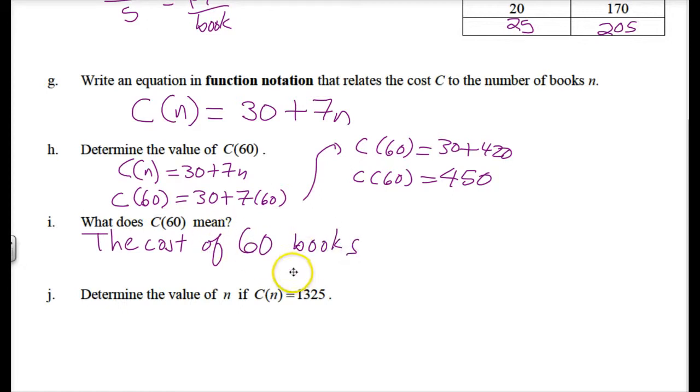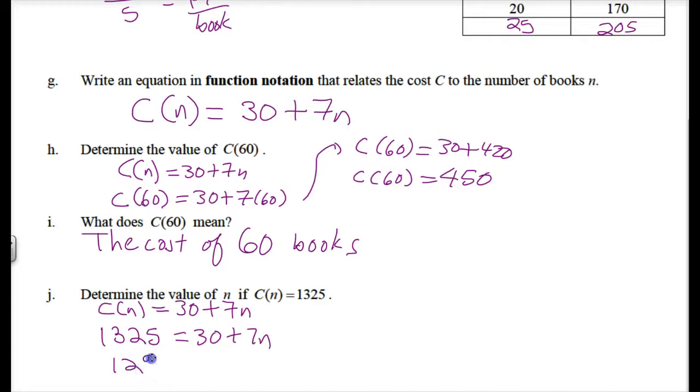books. Determine the value of n if C of n is 1325. Again, we start with our formula. Every time you do something that has a formula, write the formula down. Every single time you do anything in math that has anything to do with the formula, write the formula down. Then we substitute. We know C of n is 1325. That's equal to 30 plus 7n. We are going to subtract 30 from both sides. This will be 1295 is equal to 7n.